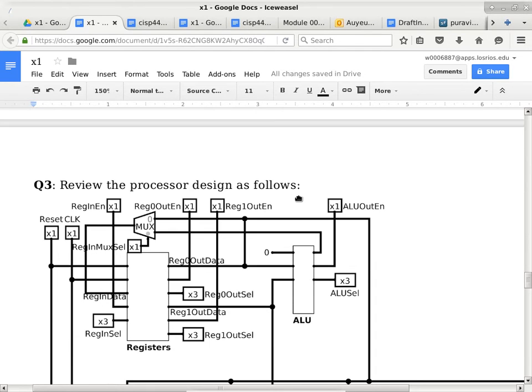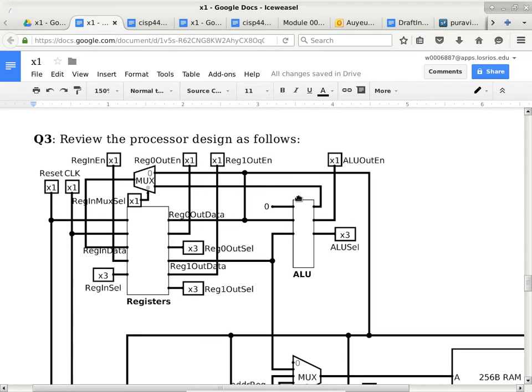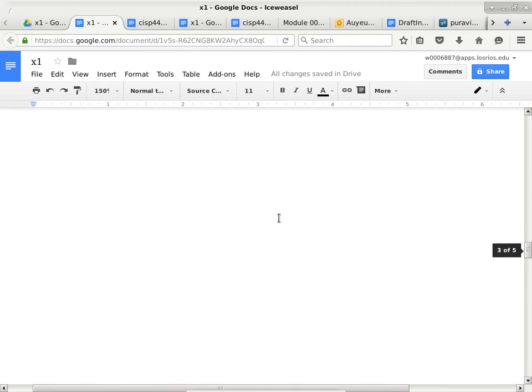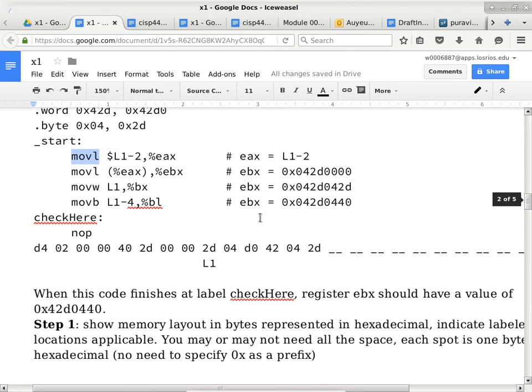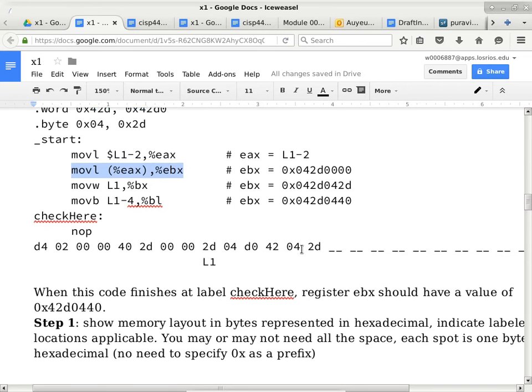All right, question number 3 is a rehash of kind of what we did in class, except it's in the opposite direction. In class I used Logisim to demonstrate this instruction. That's what I did. So this is the opposite.